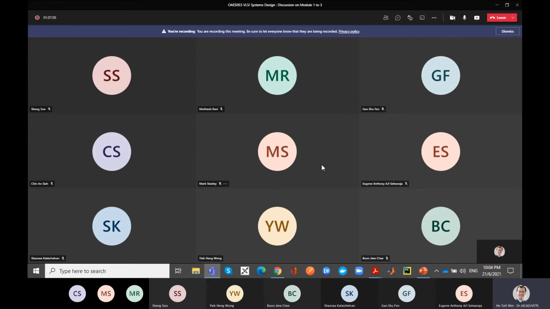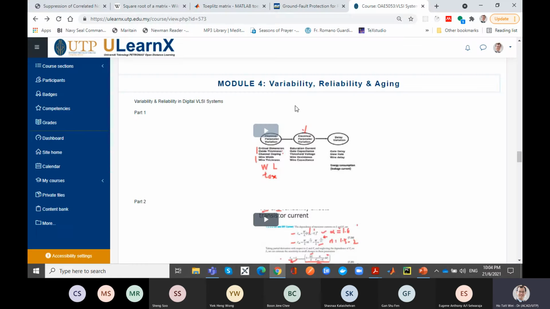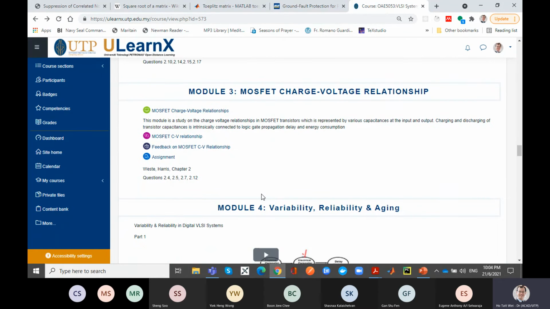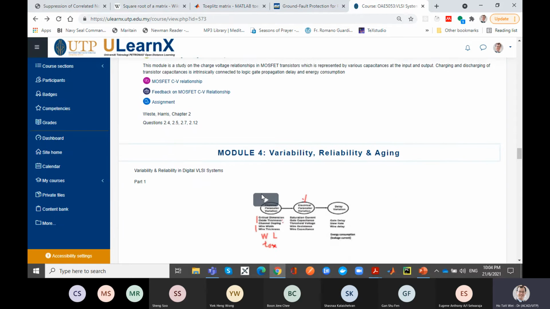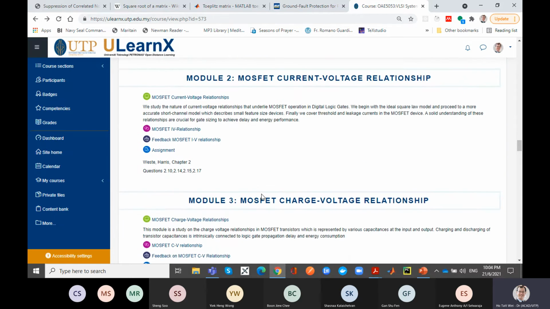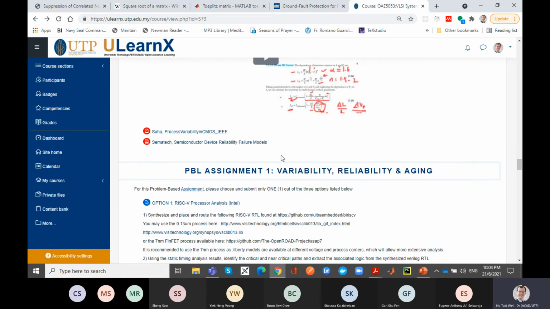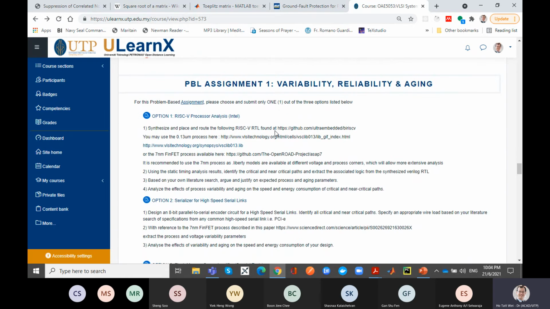Okay, if there's nothing at this point in time, my encouragement really would be for those who are still lagging behind on modules 1, 2, and 3, please just give it a quick push by this weekend to finish it up lah, because this is not really the big part of the course. That's just the basic. You should get started on the problem lah.